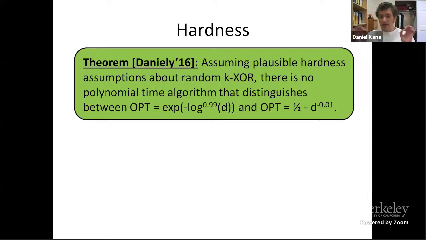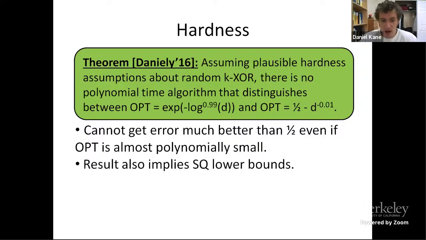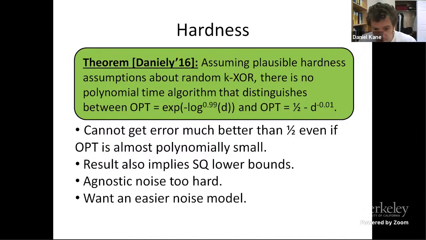And on the one hand, this means that it's actually impossible in polynomial time under these assumptions to get error much better than a half, even if opt is this small, almost polynomially small in the dimension D. I'll also say that you can pretty easily use this result's techniques to get SQ lower bounds with very similar looking parameters. And what this says to us is that if we really care only about polynomial time algorithms, the agnostic noise model is perhaps too hard. We can't really expect to get very much out of it.